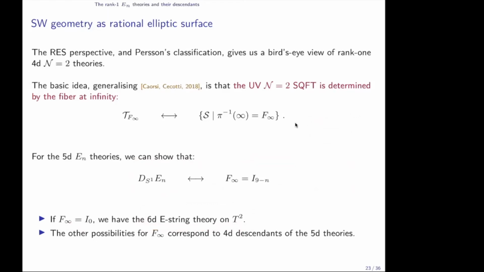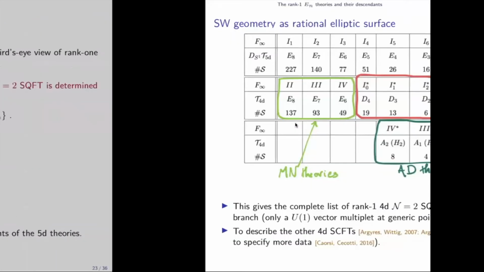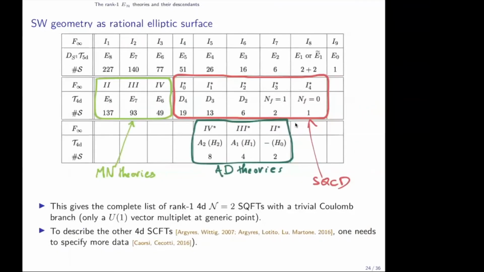And all the other possibilities for the fibers here at infinity, which were classified by Kodaira long ago, are given in this table. Here are the 5D theories, but all the other possibilities, the so-called type II, III, IV and so on singularities, they all have a 4D interpretation instead, and they can be obtained by RG flow from the top. In particular, in red here, you have the SQCD, so this is pure SU(2), this is SU(2) theory with 1 flavor, 2 flavors, 3 flavors, or 4 flavors.